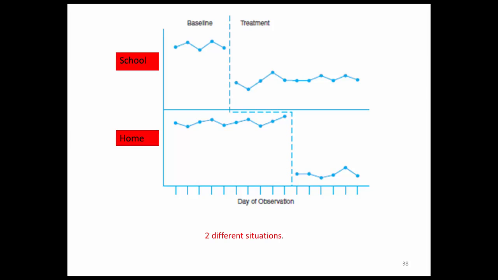And finally, sometimes you can do your treatment in two different situations. For example, you have a disruptive behavior from a participant or a student, and you start your treatment in school on day 5, and you start your treatment at home on day 14. And you see, in both situations, as soon as you start your treatment, the behavior changes. You have strong proof that your treatment is working.